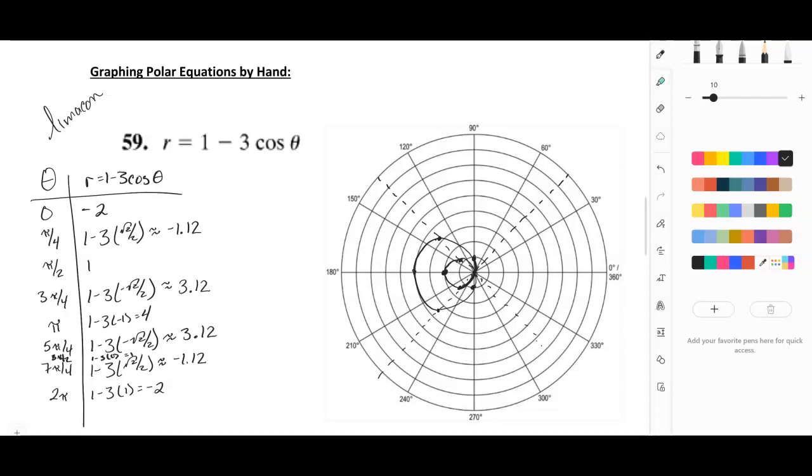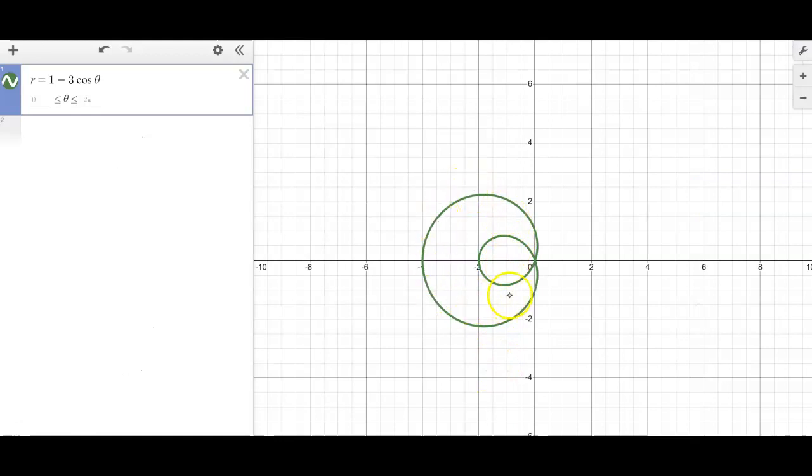So you can see how it's forming this graph. We started here, and then we just went around. Now, if we compare that to what Desmos looks like, here's our graph in Desmos, you're going to see the same thing. And that inner loop's quite big on this one. So it's really just about figuring out where my points are going to be, and I think it's easier to connect the dots as you go.